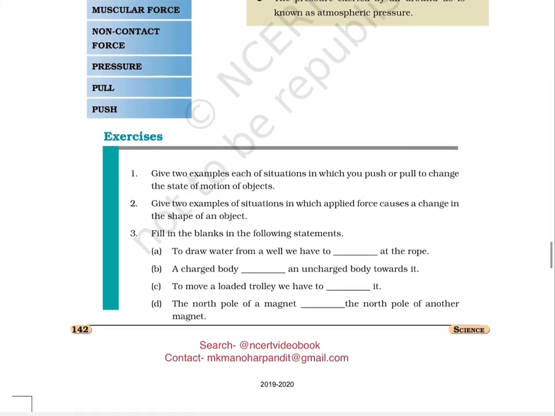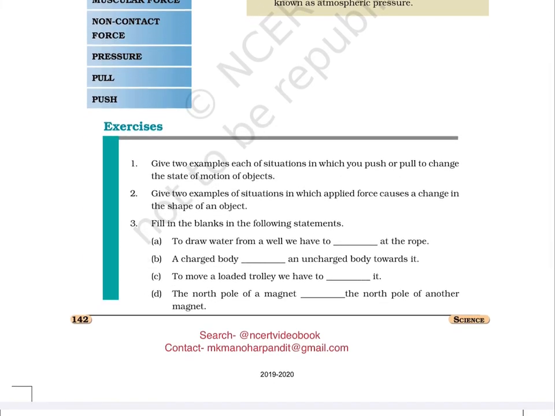Exercises. 1. Give 2 examples each of situations in which you push or pull to change the state of motion of objects. 2. Give 2 examples of situation in which applied force causes a change in the shape of an object. 3. Fill in the blanks in the following statements. A. To draw water from a well, we have to blank at the rope. B. A charged body, blank an uncharged body towards it. C. To move a loaded trolley, we have to blank it. D.